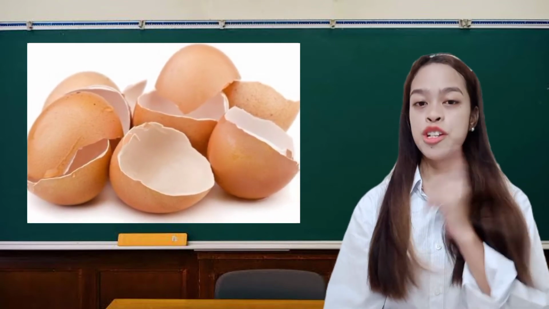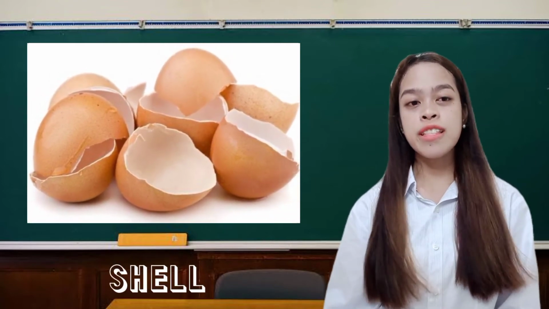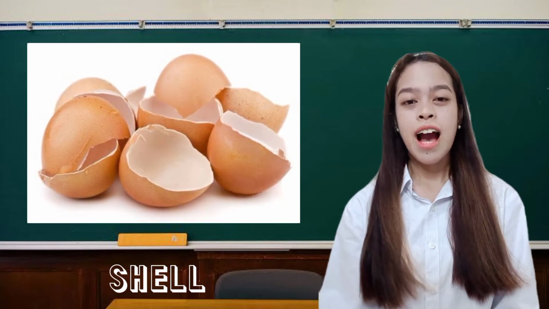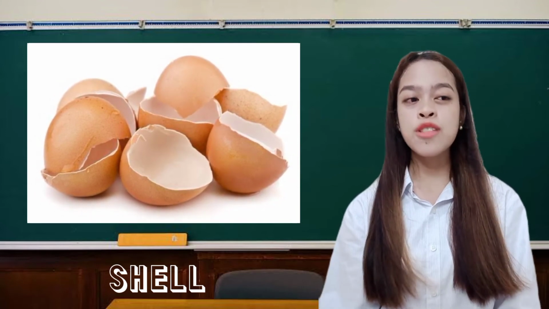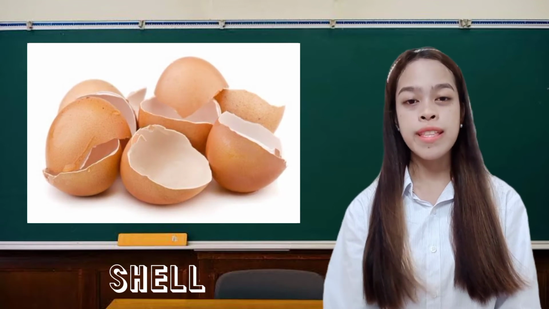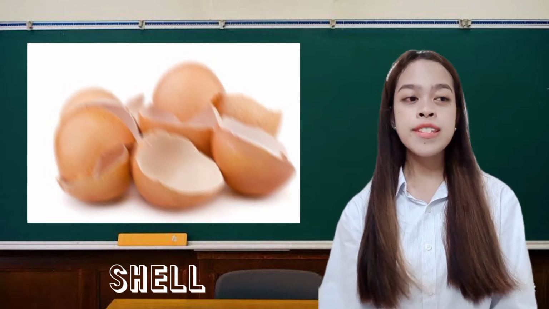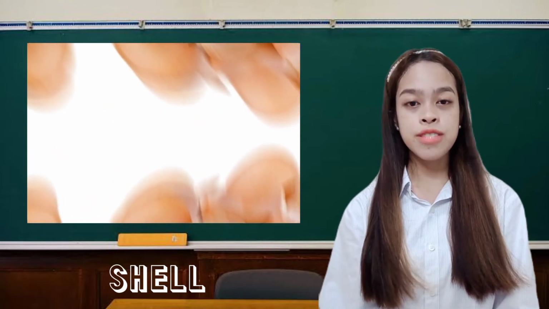So, this is the shell. The shell is the egg's outer layering or covering. The shell accounts for about 9 to 12% of its total weight depending on egg size. The shell is the egg's first line of defense against bacterial contamination.